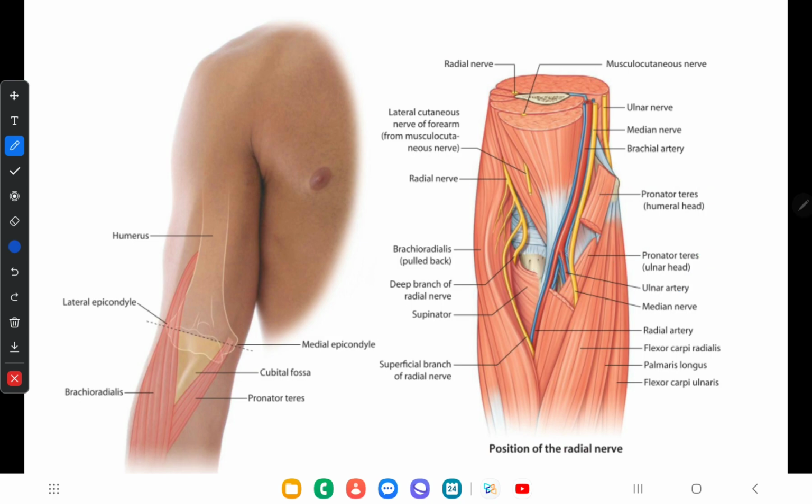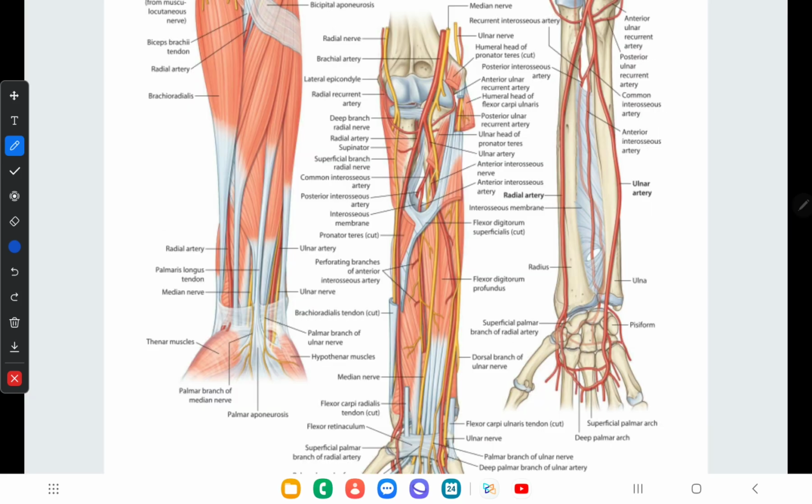Then in the forearm, the median nerve gives off one branch called the anterior interosseous nerve. In this picture, this is the median nerve and this is the anterior interosseous nerve. The anterior interosseous nerve gives branches to the lateral half of flexor digitorum profundus, flexor pollicis longus and pronator quadratus. That means in the forearm there are three muscle layers.